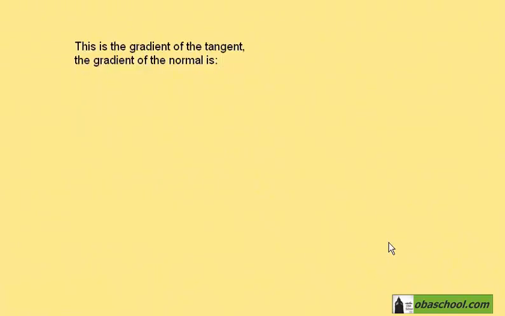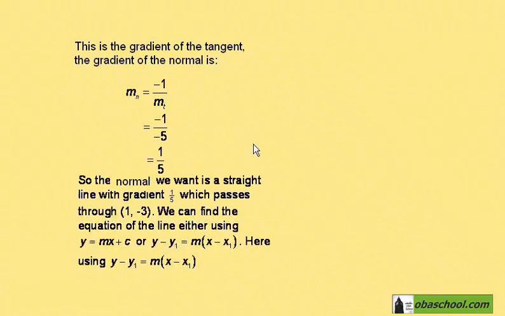The gradient of the normal will be -1 over the gradient of the tangent, as previously discussed. This is -1 over -5, giving us 1/5. So the normal we want is a straight line with gradient 1/5, which passes through (1, -3).